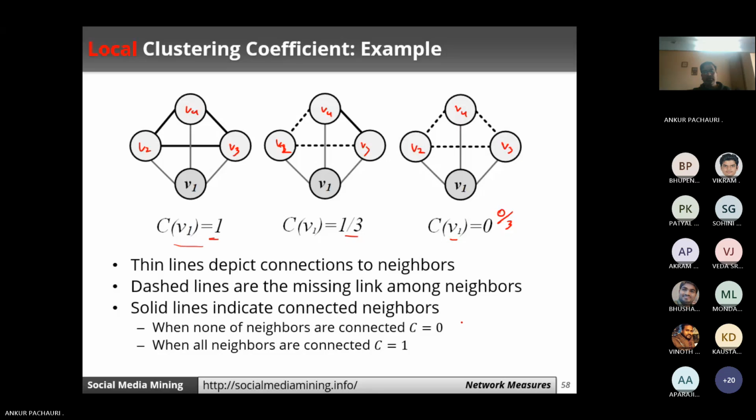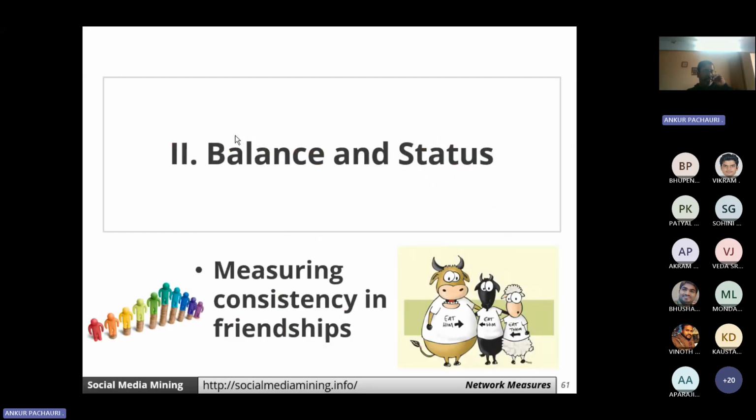Okay? So it's just like how well my neighbors are connected. I'm not bothered about my own connectivity. I am connected, so I'm not bothered about that. I'm bothered about how connected my neighbors are. Got it. So this is a different perspective of looking at connectivity.